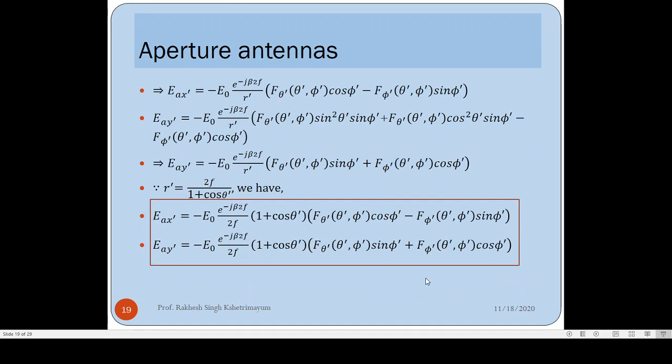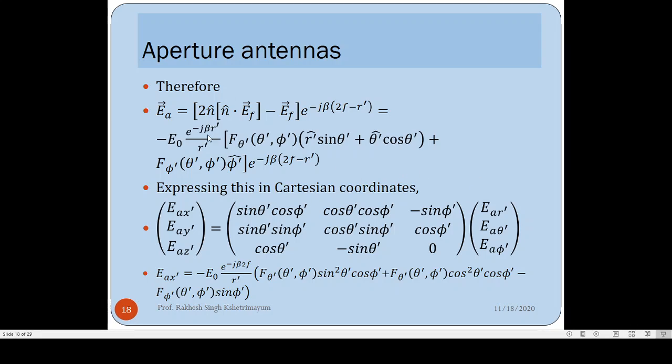We have everything now. So if I want to find the aperture electric field, I need to take care of the movement from the 3D parabolic reflector to the 2D aperture plane, and that distance was 2f minus r dash. So the phase factor will be exponential minus j beta (2f minus r dash). So we have the expression for the aperture electric field, which has a theta dash component, an r dash component, and a phi dash component.